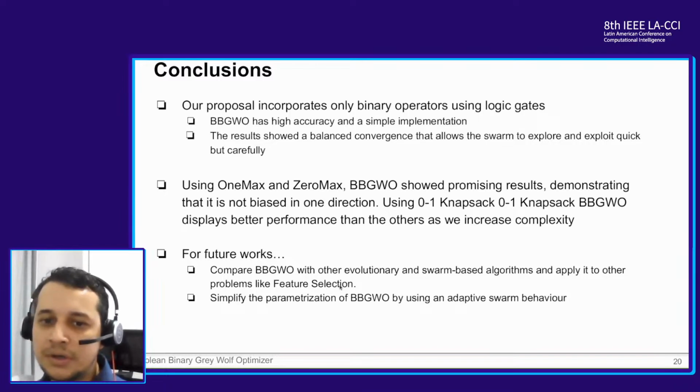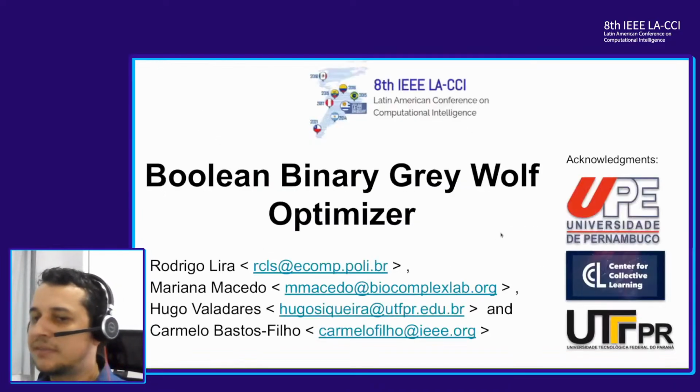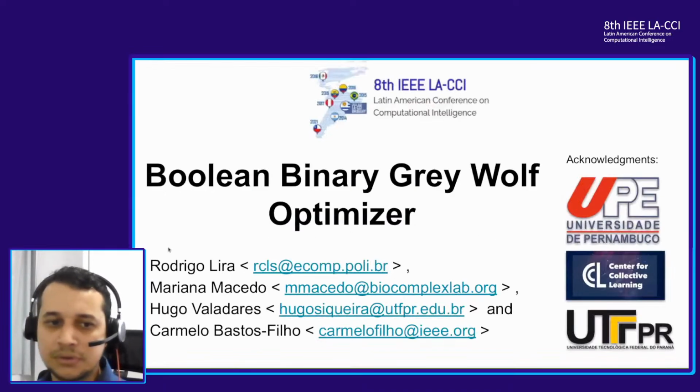For future work, we will compare the proposal with other evolutionary and swarm-based algorithms and apply it to other problems like feature selection. Also, we will simplify the parameterization of BBGWO by using an adaptive, swarm behavior. That's all. Thank you for your attention.